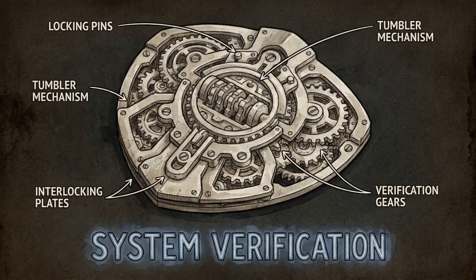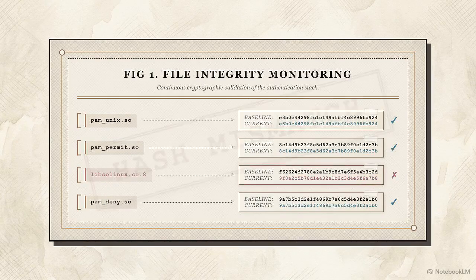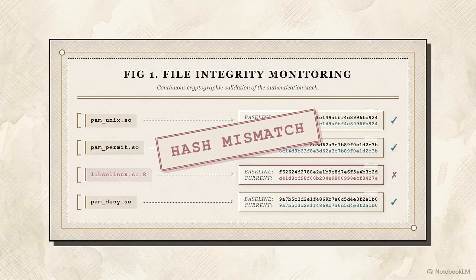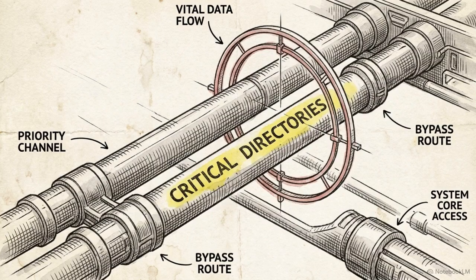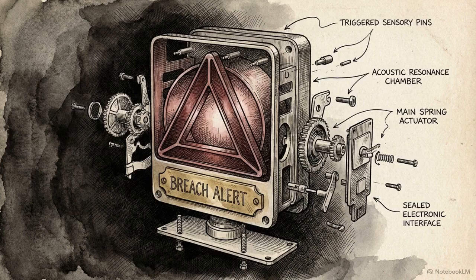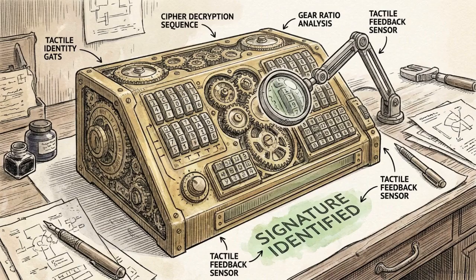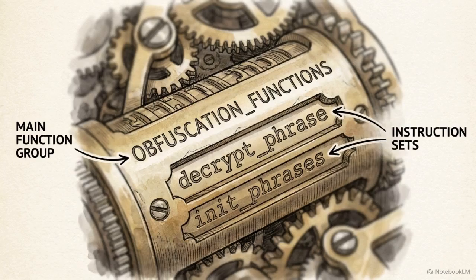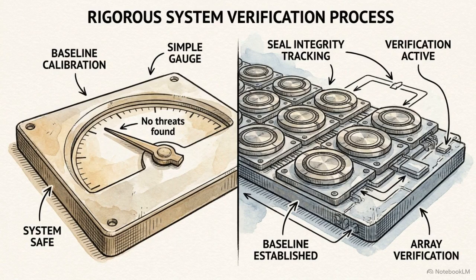Because static antivirus relies on signatures that do not exist here, defense requires a focus on behavioral and integrity-based monitoring. File integrity monitoring is the absolute frontline countermeasure. You must establish and verify baseline hashes for every shared object on the system. Pay specific attention to /lib/security and the configuration files in /etc/pam.d. Any unauthorized modification in these directories indicates a critical compromise. Threat hunters should use custom YARA rules to scan small ELF binaries for specific function patterns. Specifically, hunt for strings like decrypt_phrase and init_phrases. Defense is no longer about matching known bad signatures. It is about aggressively enforcing the known good state of the authentication architecture.